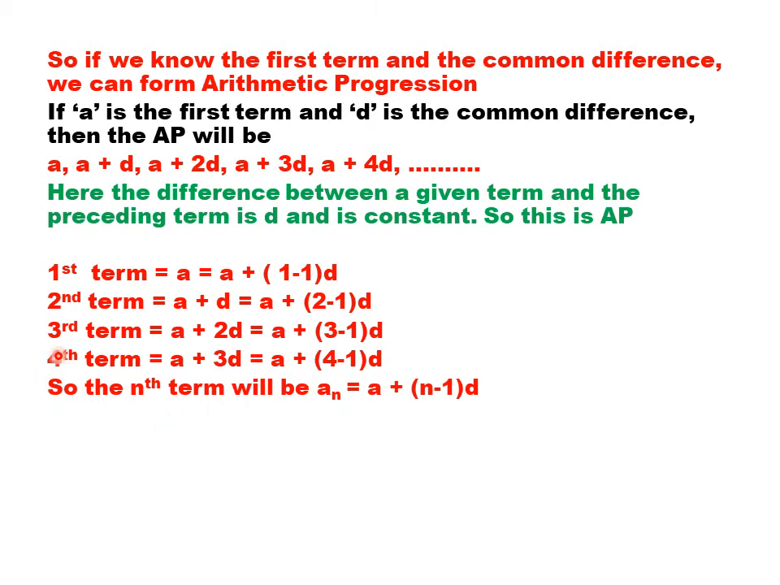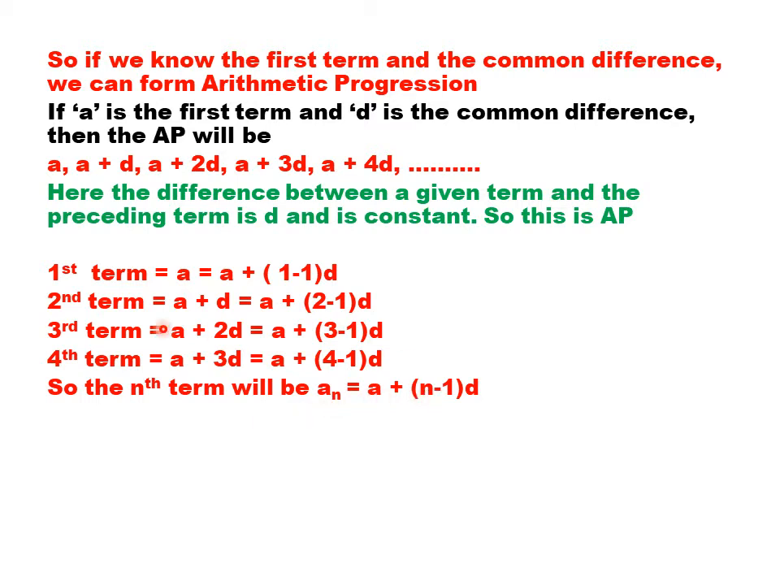So in general we are seeing here first term is a plus 1 minus 1 into d, second term is a plus 2 minus 1 into d, third term is a plus 3 minus 1 into d, fourth term is a plus 4 minus 1 into d. So in general we can write the nth term, which is denoted by an, is equal to a plus n minus 1 into d.